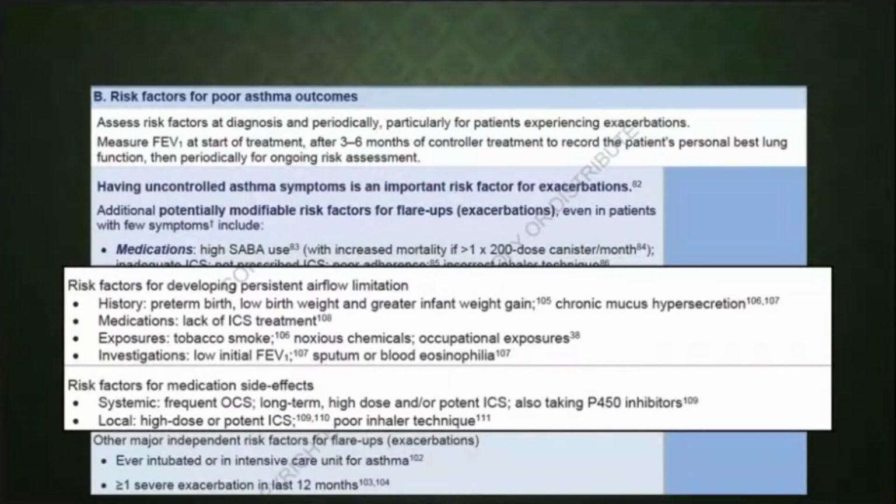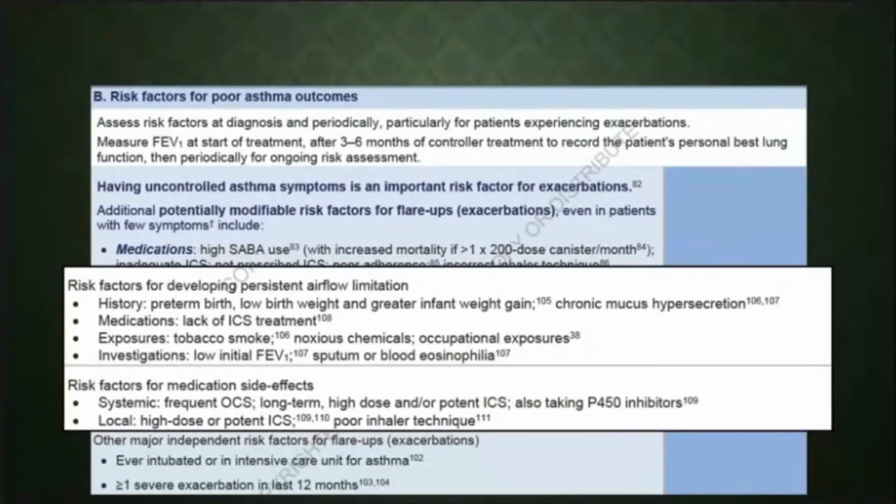In addition to that, you have risk factors for developing persistent airflow limitation. Now, persistent airflow limitation is another major hurdle in the treatment of asthma, because one of the ways in which we are monitoring them is by doing your spirometry. So the patient may symptomatically improve, but if you're looking at his spirometric values, they're still not really improving to the satisfaction that the physician would want to. So this is persistent airflow limitation.